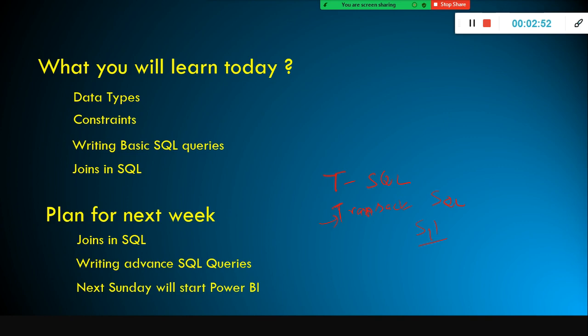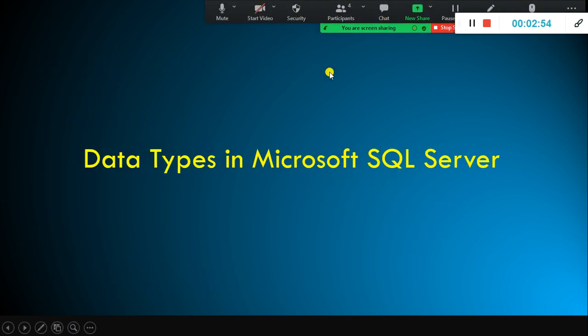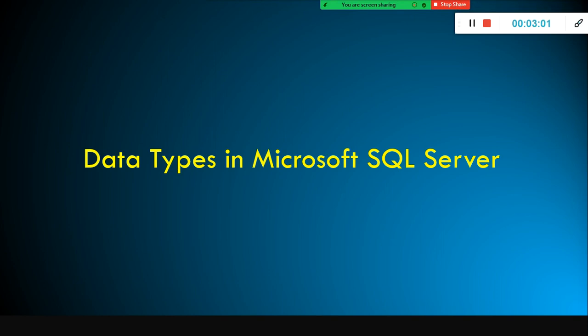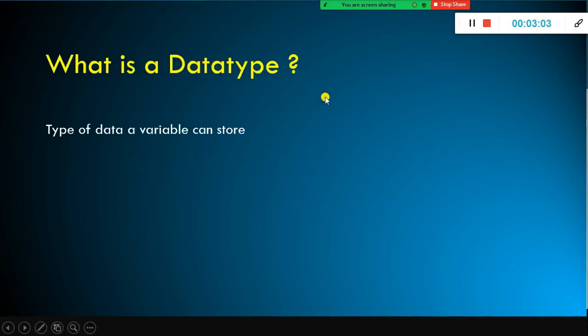So now let us jump into learning the different data types that are available in Microsoft SQL Server. Before we learn the different data types, first of all, let us understand what a data type is all about. What is a data type? It is nothing but the type of value or the data that a variable can store. That is what a data type is all about.